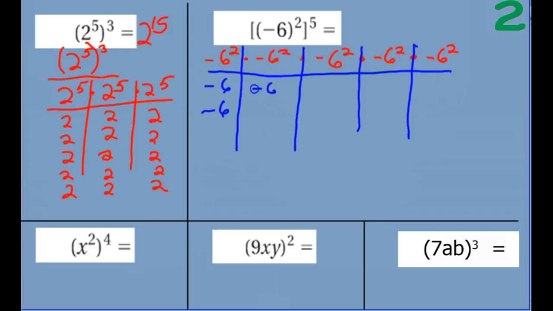Here we also have 2 negative 6's. 2 more. 2 more. And 2 more. So now all I got to do is count up how many negative 6's we have. We have 1, 2, 3, 4, 5, 6, 7, 8, 9, 10. We have 10 negative 6's, so we can write negative 6 to the 10th power.